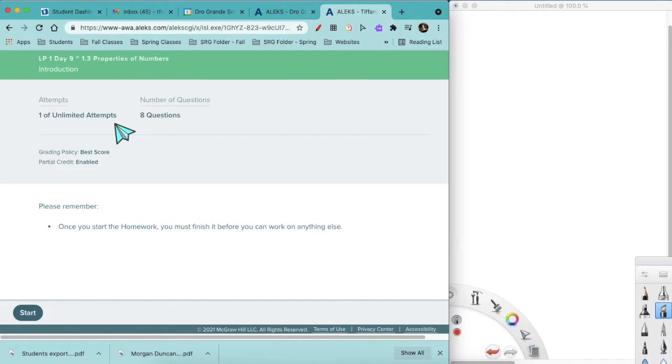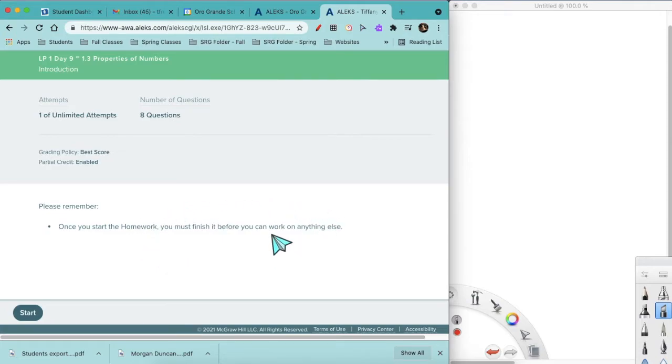And this particular assignment has 8 questions. You'll have anywhere from 1 to 10 questions. Grading policy is best score, so whichever attempt is your best is the one you get to keep. And partial credit is always on, which means if you answer 1 of 8 questions, you get credit for the 1 question. Always remember to submit your homework.